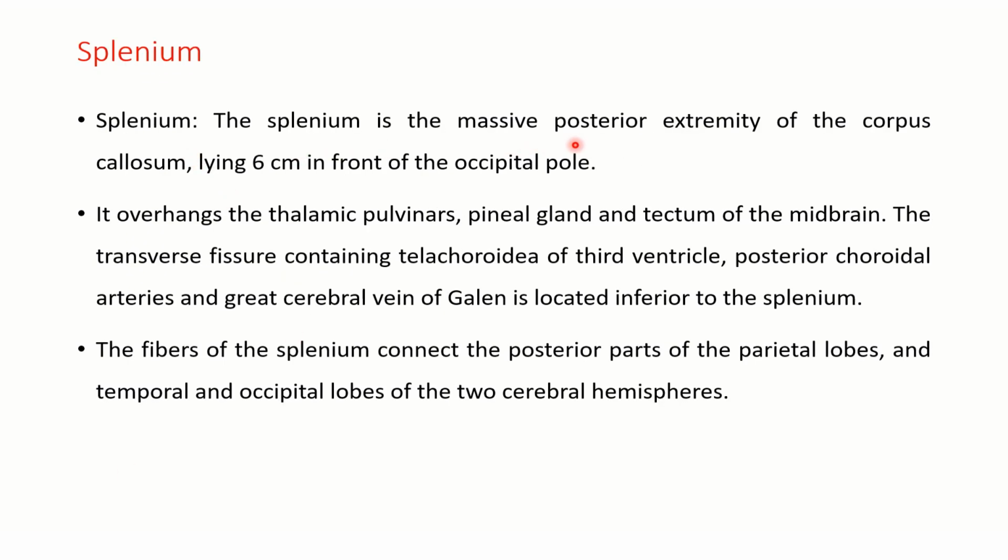The splenium is the massive posterior extremity of the corpus callosum. It is approximately 6 centimeters in front of the occipital pole. It overhangs the thalamic pulvinars, pineal gland, and tectum of the midbrain. There is a transverse fissure containing the tela choroidea of the third ventricle, posterior choroidal arteries, and the great cerebral vein of Galen, which is located inferior to the splenium. The fibers of the splenium connect the posterior parts of the parietal lobes and the temporal and occipital lobes of the two cerebral hemispheres.